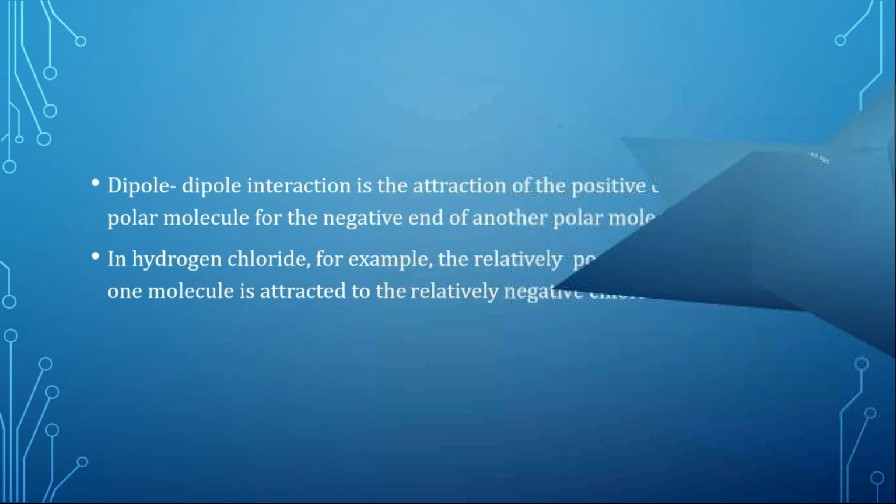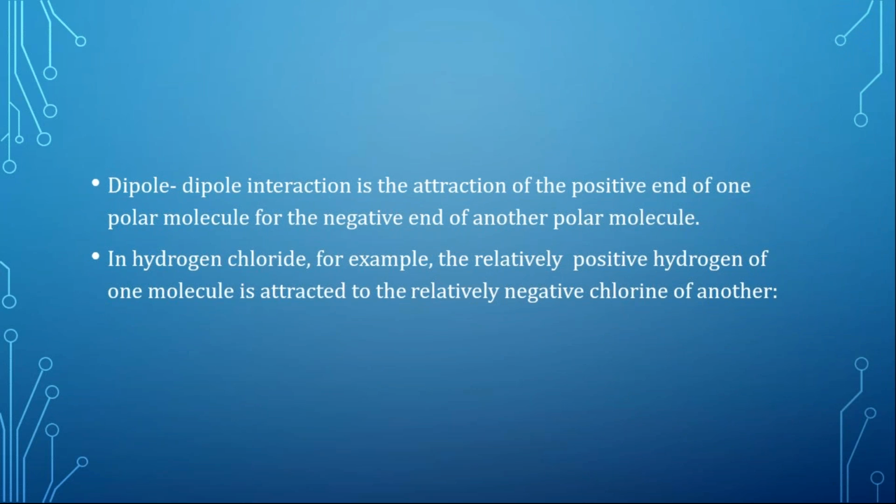So what is dipole-dipole interaction? Dipole-dipole interaction is the attraction of the positive end of one polar molecule for the negative end of another polar molecule. Example, if you take hydrogen chloride. So hydrogen chloride is one molecule. So how can the dipole-dipole interaction be seen between two different hydrogen chloride molecules?